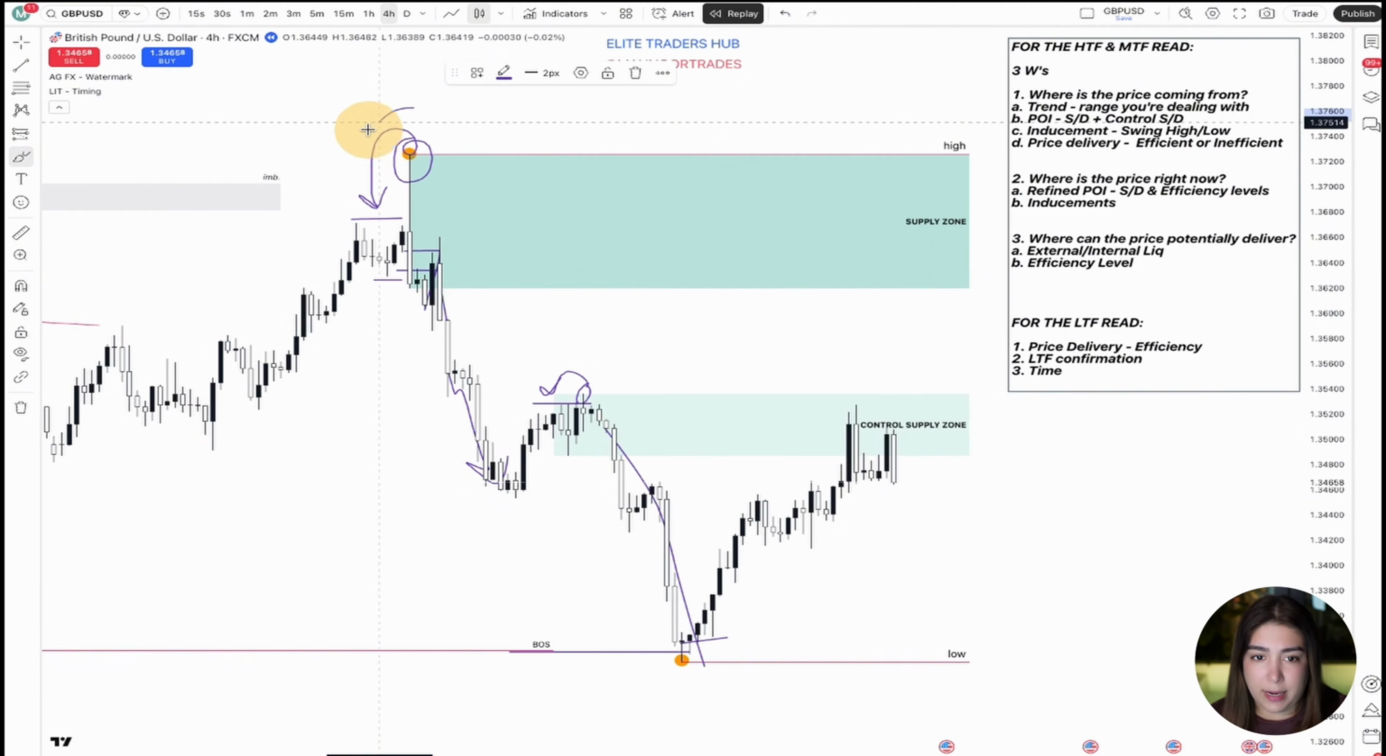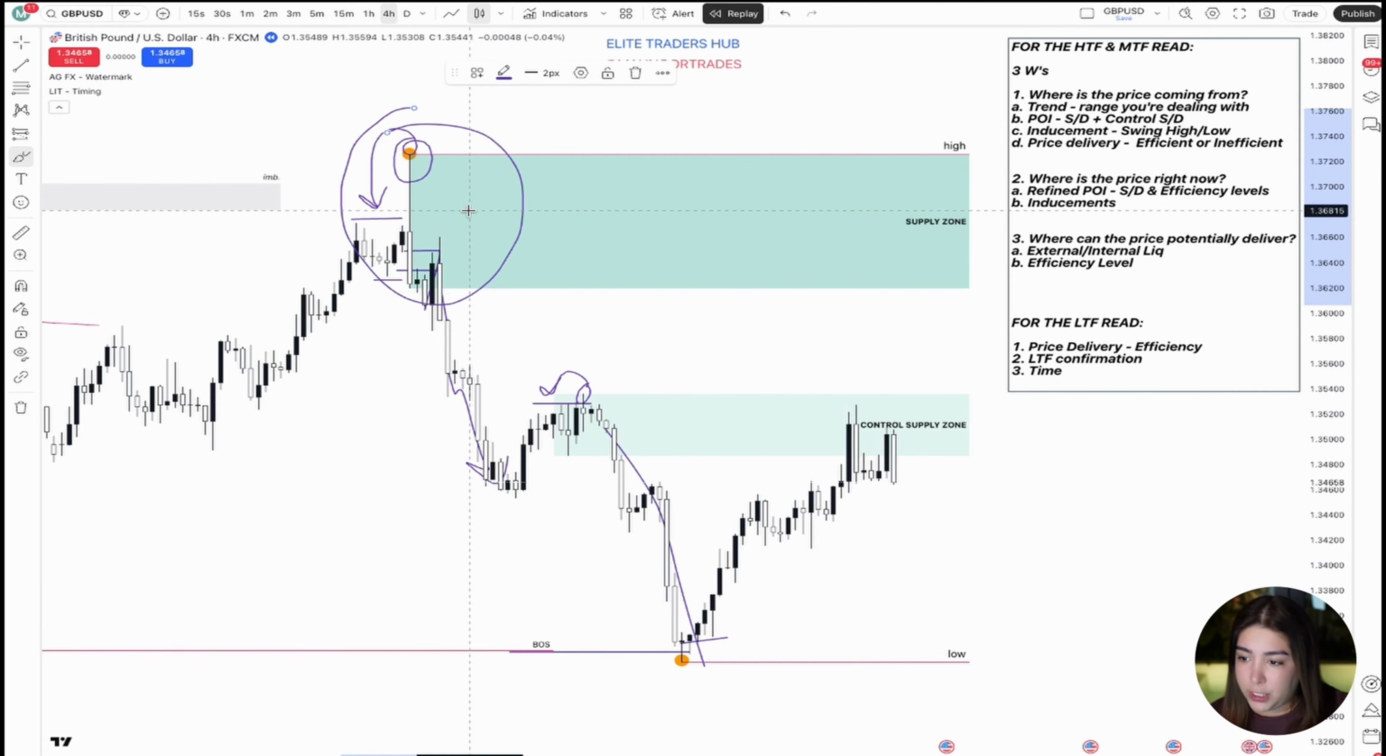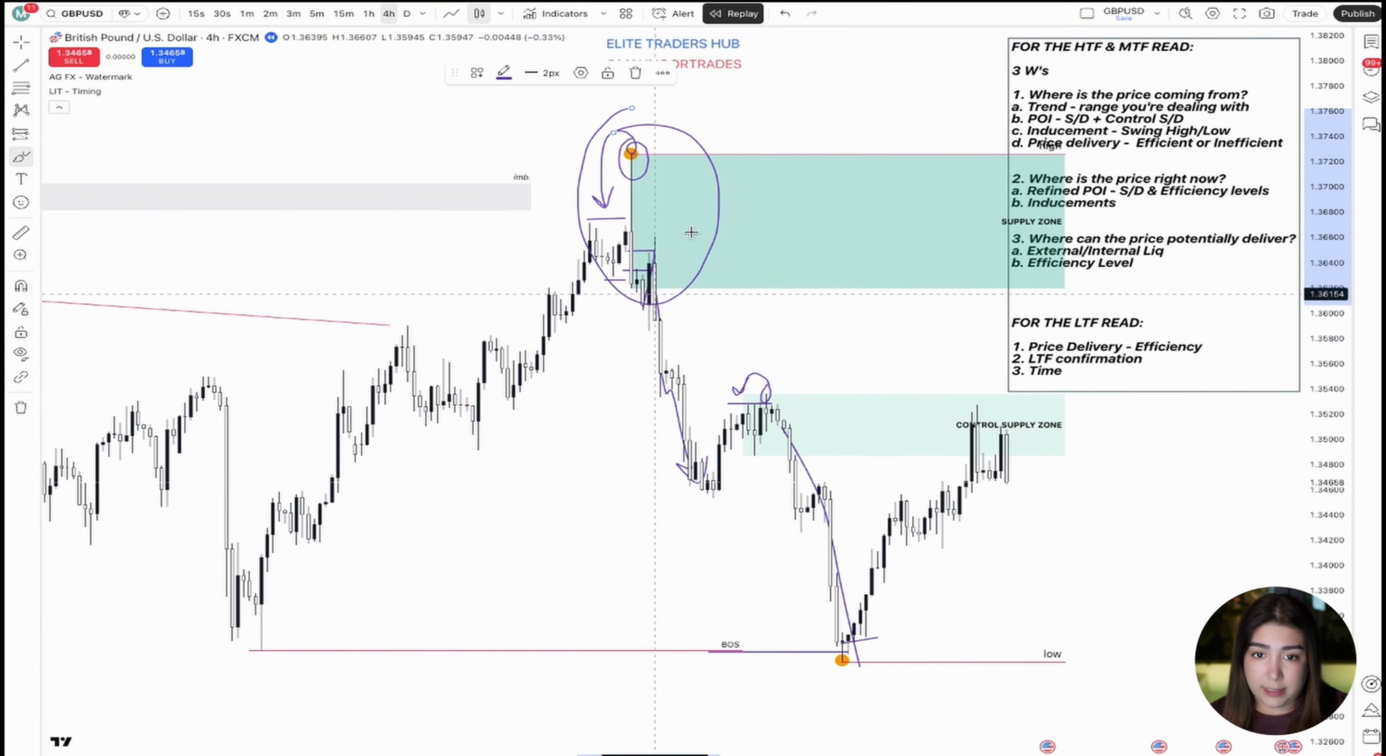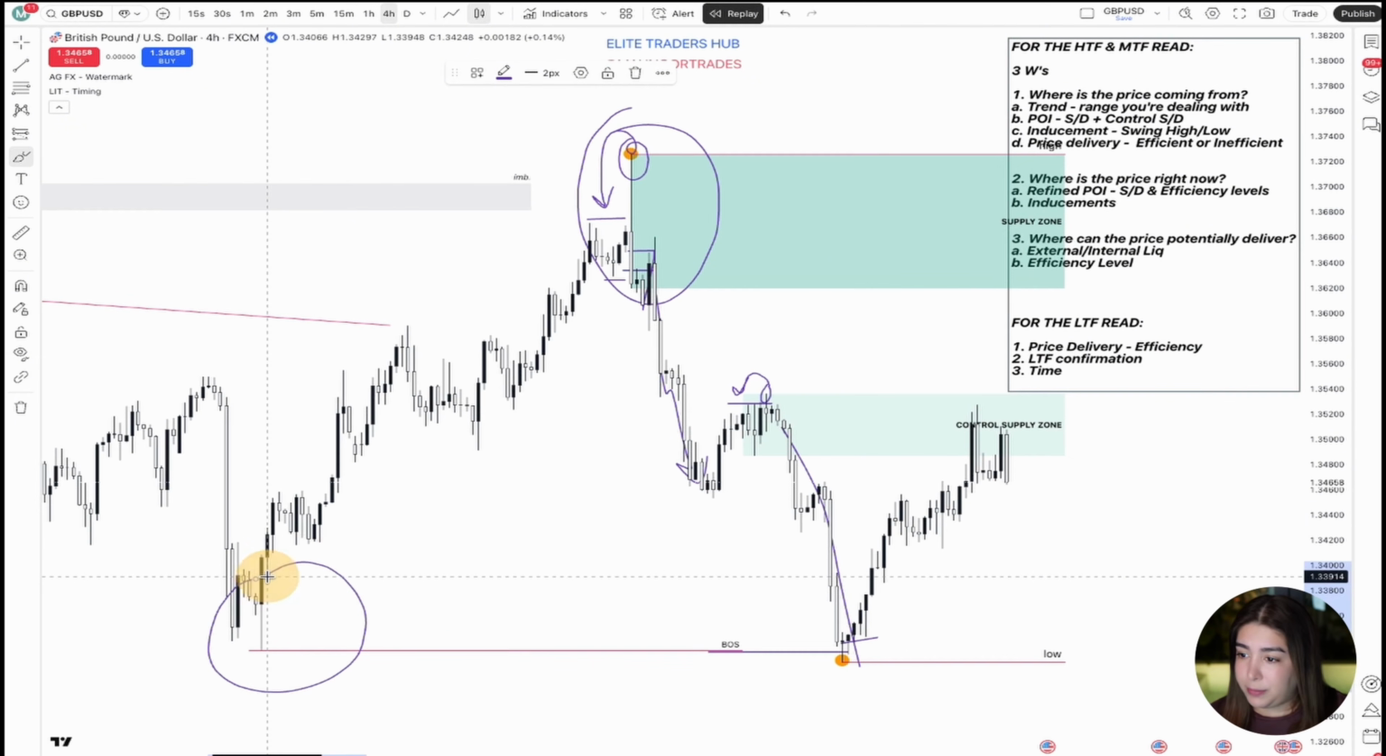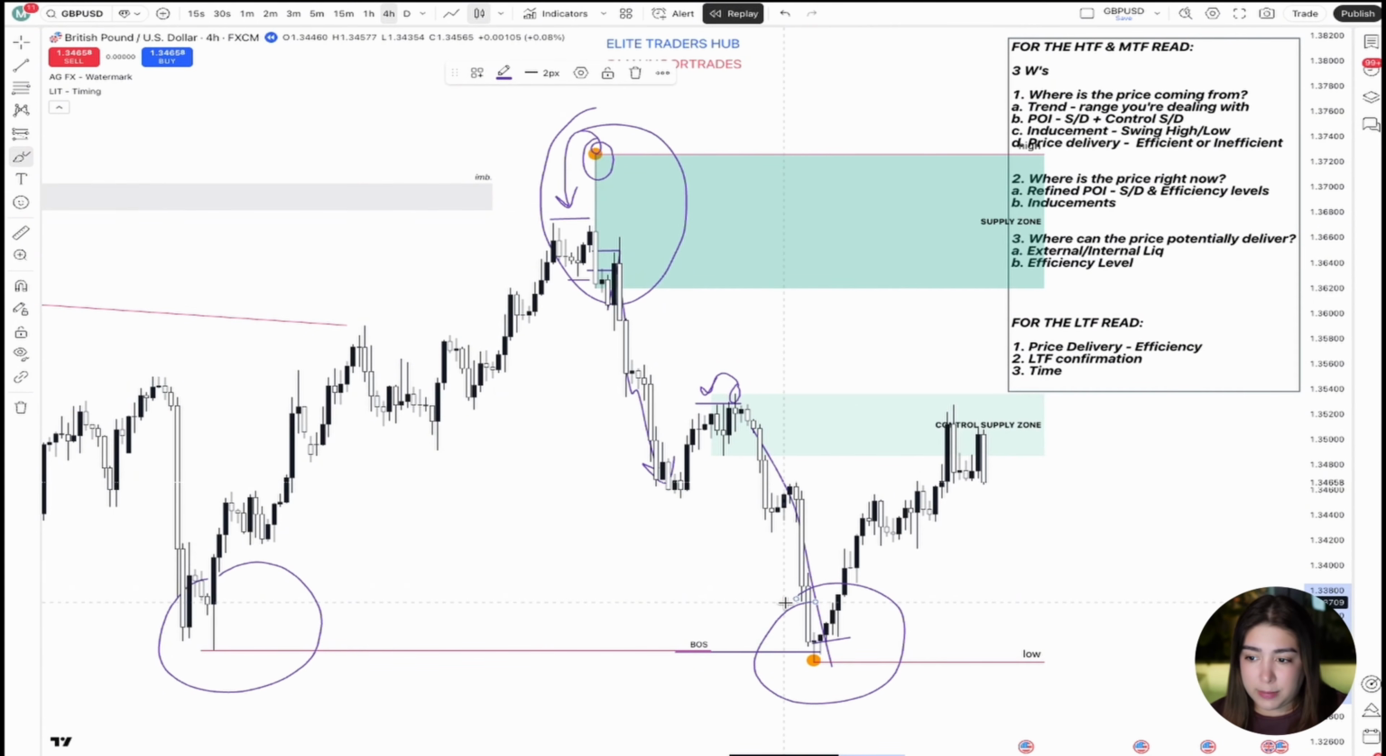So that high basically led to a push out to take the previous low. So this high is actually responsible for taking the previous low to form a new low within the market. So we know we are in a bearish market because we're having inducements leading to more lower lows being formed.